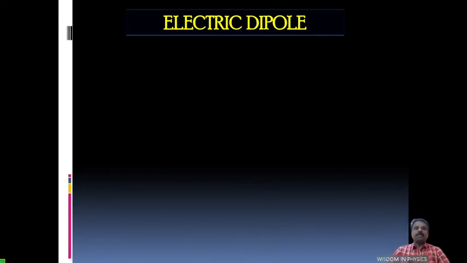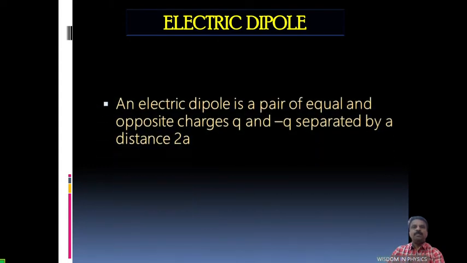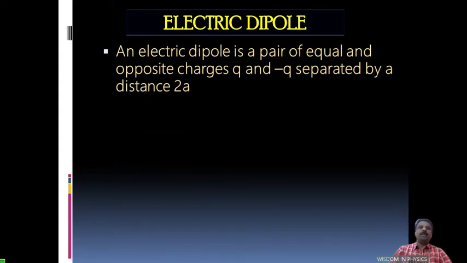Okay, fine. Next we come to another topic called electric dipole. We know that di means 2. An electric dipole is a pair of equal and opposite charges plus q and minus q separated by a distance 2a. You have a positive charge and a negative charge, which are equal in magnitude, and they are plus and minus charges separated by 2a distance. Why do we have to choose 2a distance? For our mathematical convenience.